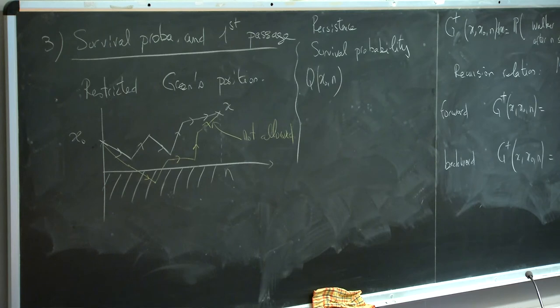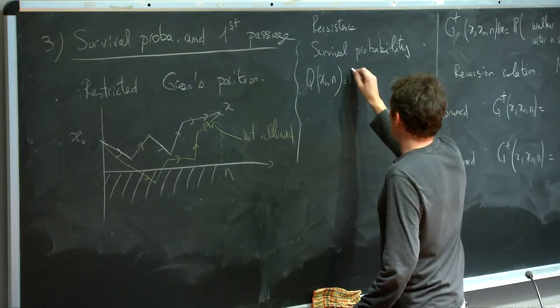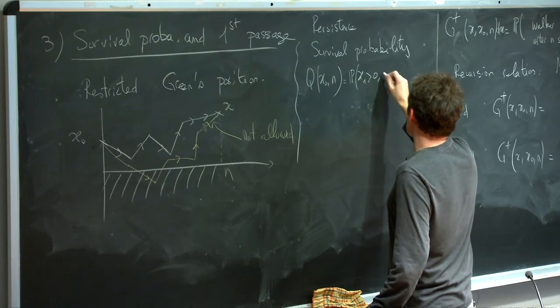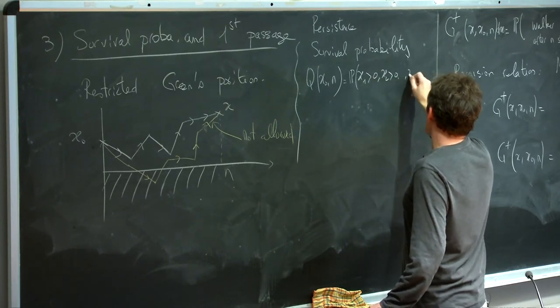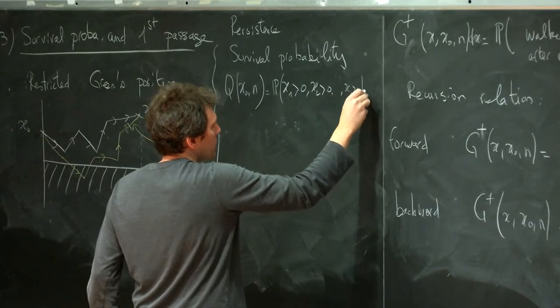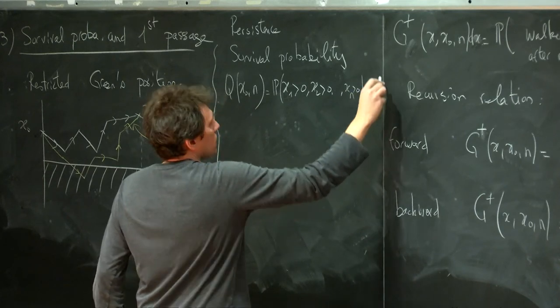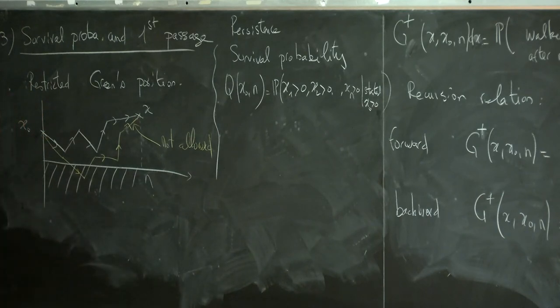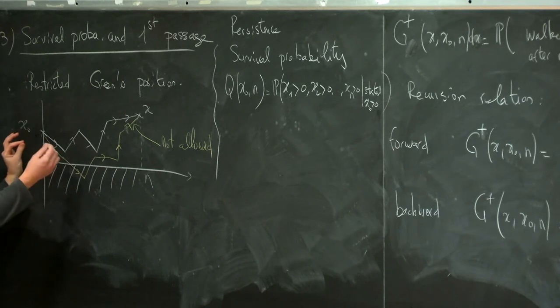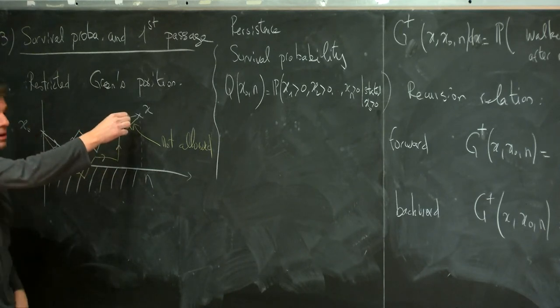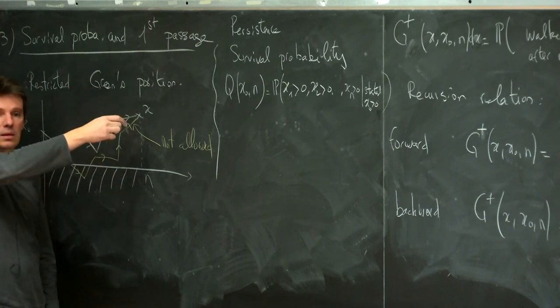And this is a true probability in the sense that this is just the probability that x1 is strictly positive, x2 is strictly positive, xn is strictly positive, given that you started at x0, which has to be positive. Now, what's the relation with this guy there, with G plus? Well, if you want to compute this probability, you just need to look at the Green's function. That means the probability that you arrive at x. And then you just need to integrate these probabilities over x for any x positive.